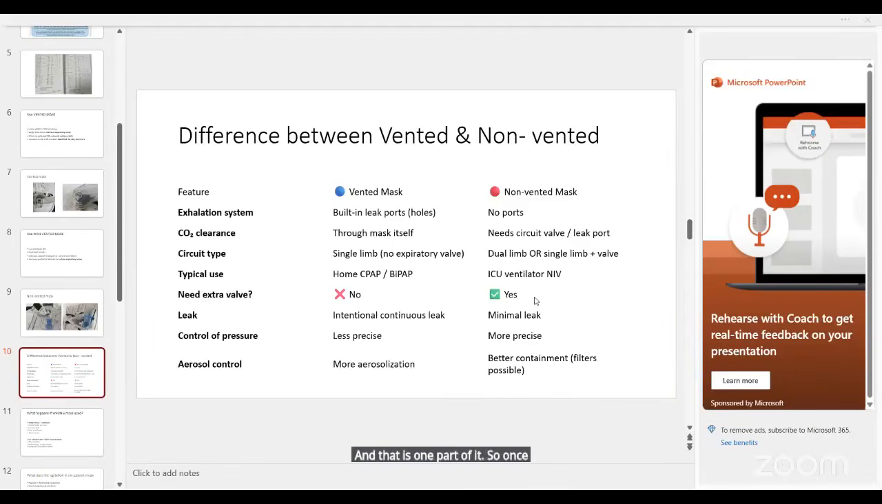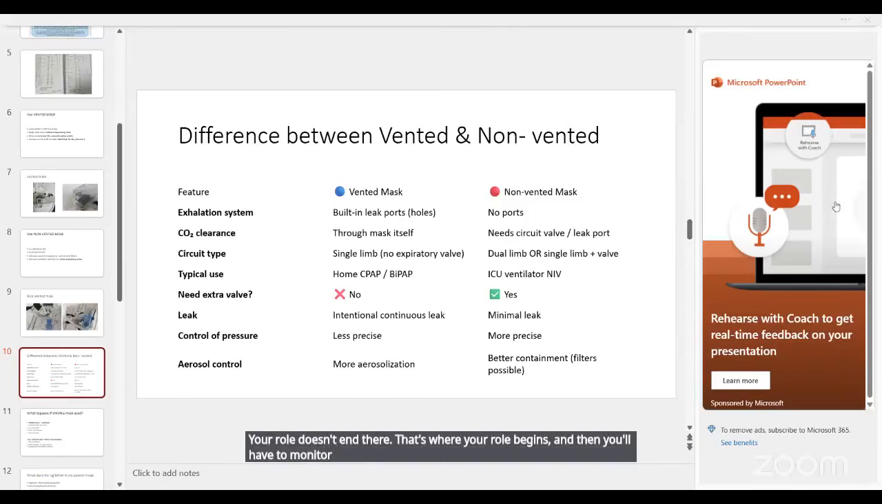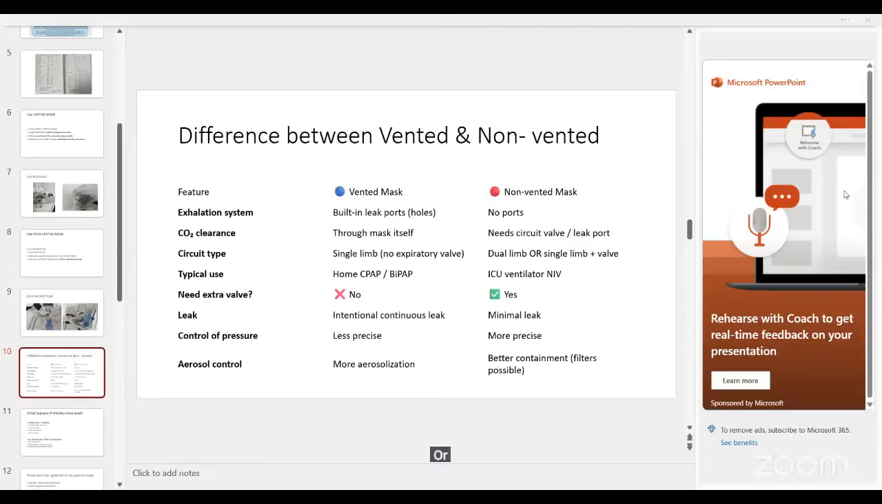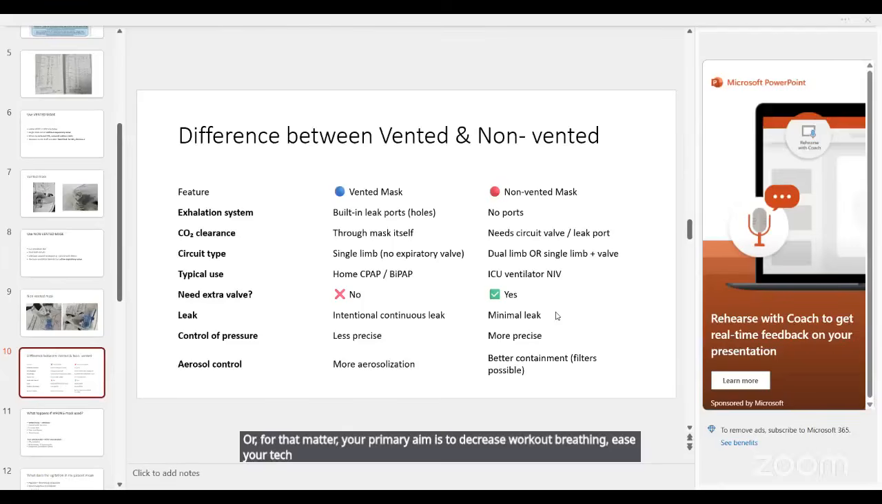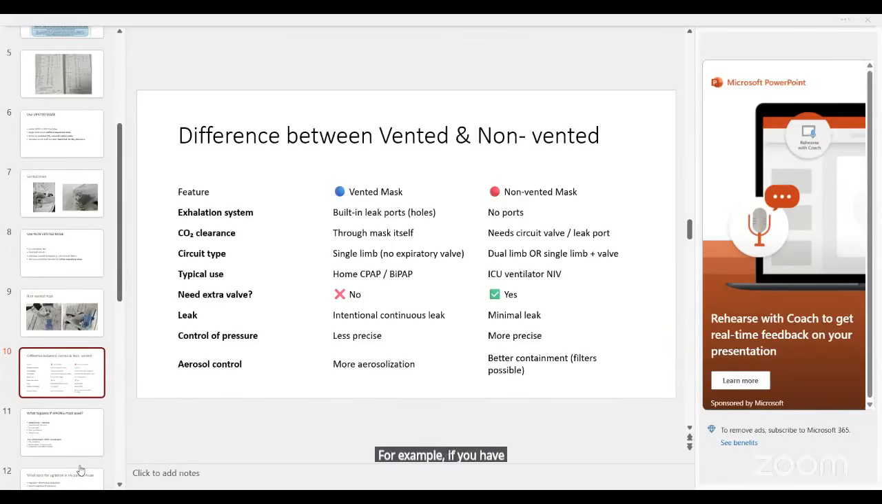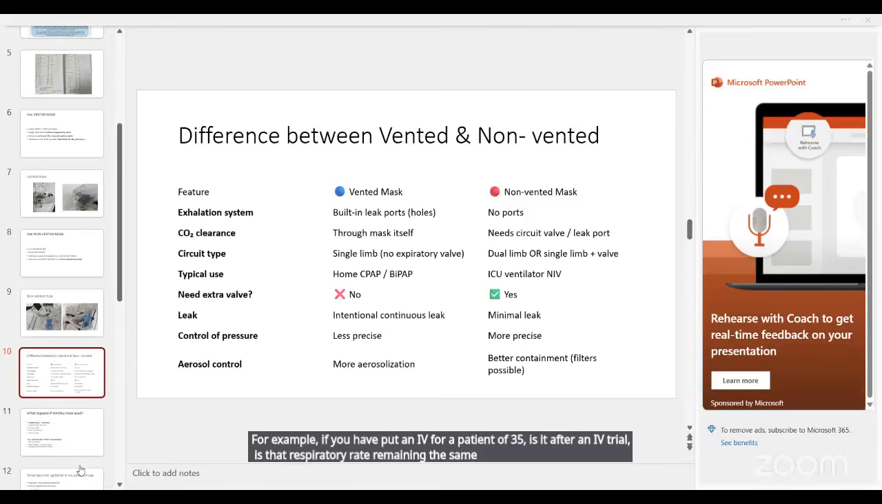Once you connect to the patient, your role doesn't end there. That's where your role begins. You'll have to monitor your patient for tachycardia, for any agitation, for any drop in saturation, and for that matter, your primary aim is to decrease work of breathing. Is your tachypnea in a downtrend or not? For example, if you have put a patient with a respiratory rate of 35 on NIV, after an NIV trial, is the respiratory rate remaining the same, or is it dropping down? If it is dropping down, there are two things.